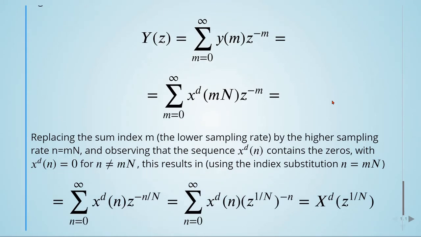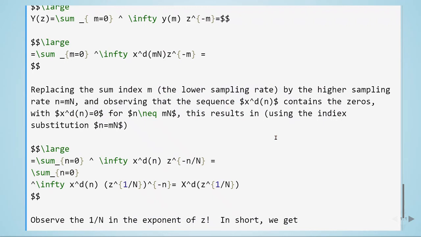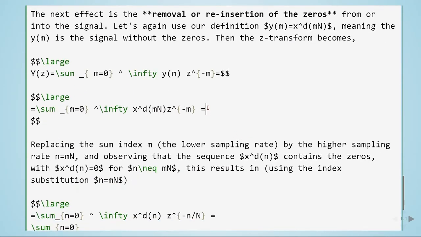Replacing the sum index m, the lower sampling rate, by the higher sampling rate, n equals m times capital N, and observing that the sequence x superscript d of n contains the zeros, with x superscript d of n equal to 0 for n different than m times capital N. This results in, using this index substitution, n equals m times capital N. Some many typos here, so let's just fix them. This is fixed here. This is also fixed here.